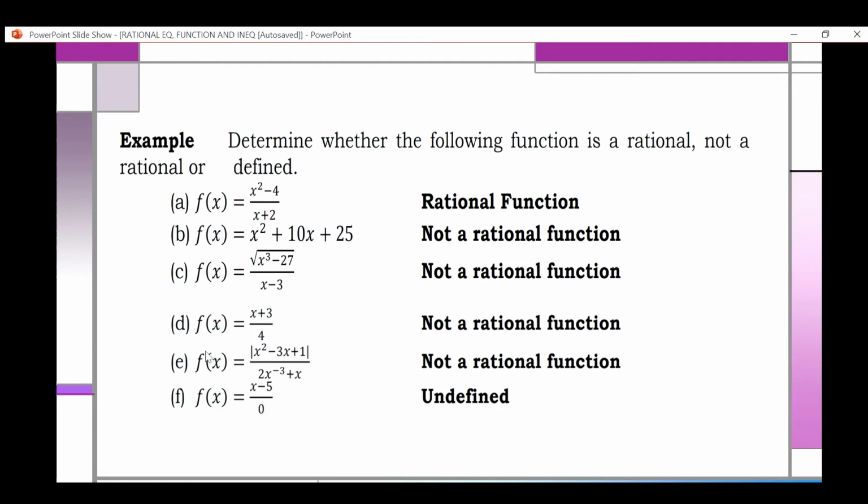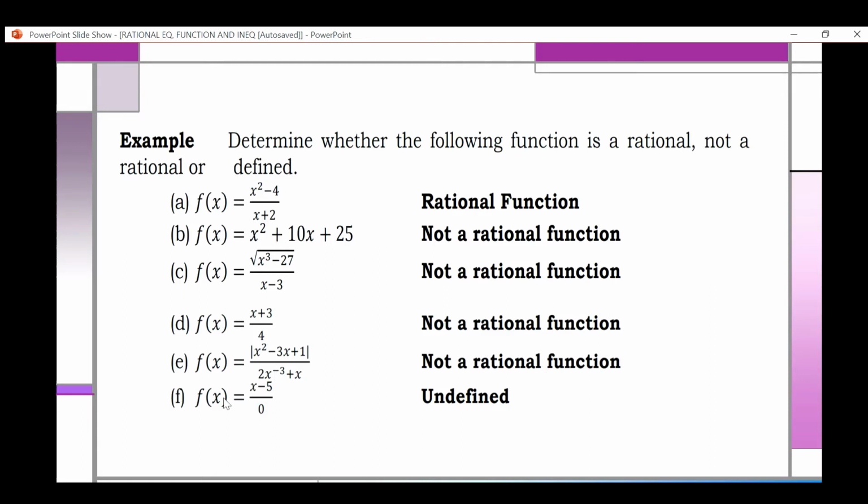For letter E, we have f of x equals absolute value of x squared minus 3x plus 1 over 2x raised to negative 3 plus x. So this is also not a rational function because the numerator is not a polynomial function. It is an absolute value function. And yung denominator naman has a negative exponent. So this is also not a polynomial function. Okay? That's why it is not a rational function.